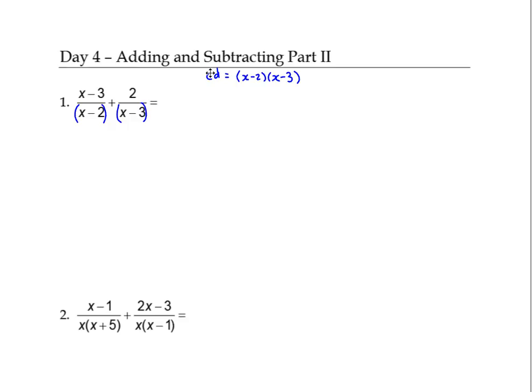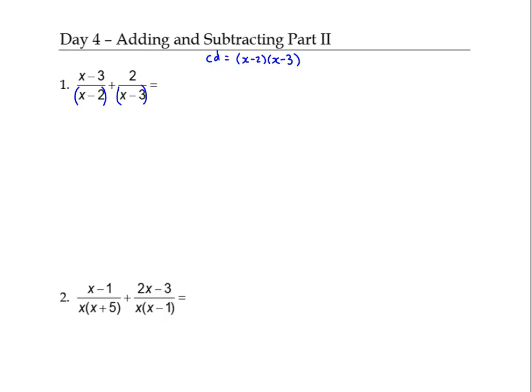So what's the first fraction missing? X minus 3. So we need to multiply the numerator and denominator by x minus 3. Okay. Now, should I put x minus 3 and x minus 2, the original, each in brackets? At this point, right now, where it's multiplication, I don't have to.